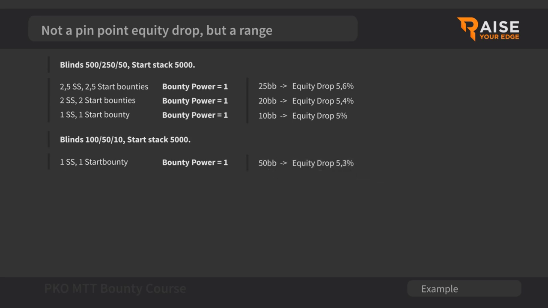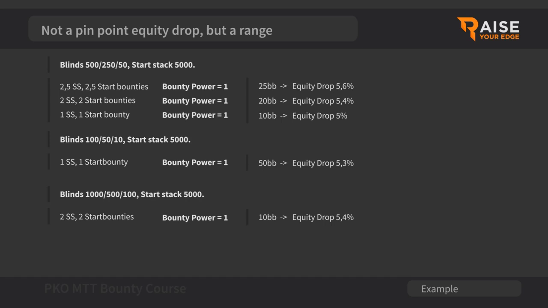We can do this for bigger blinds as well. This time the blinds should be 1,500 and 100, so essentially we multiply the big blind by 10. The starting stack should be the same. For those blinds, we are looking at the example where we have to invest 2 starting stacks to win 2 starting bounties. Bounty power is again 1. If we do the calculation, in this case 2 starting stacks, which would be 10,000 chips, are 10 big blinds, then the equity drop is 5.4%.